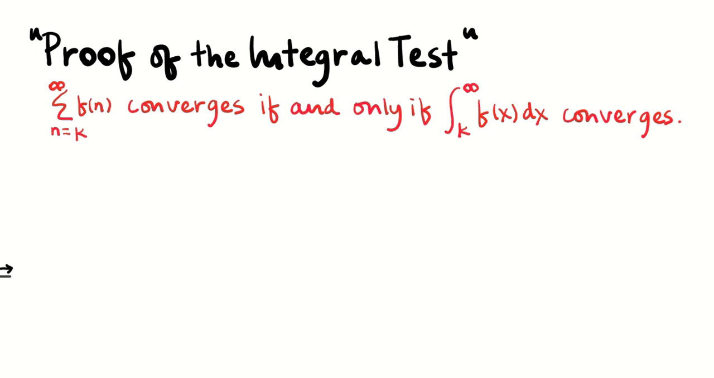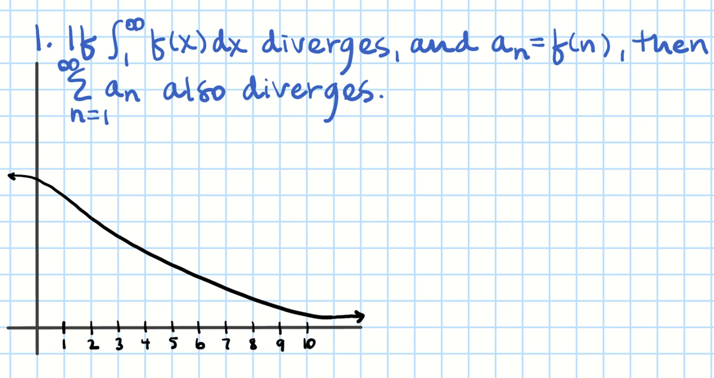In this video, I'm going to be proving the integral test for you. And the integral test says that a series converges if and only if the corresponding improper integral converges. And I'm going to show you both directions of this proof. So the first direction, I'm going to suppose the improper integral diverges. And then I'm going to show you that the series must also diverge.